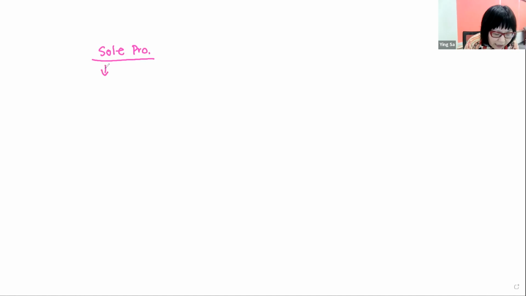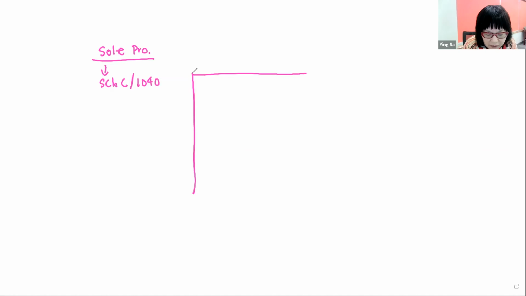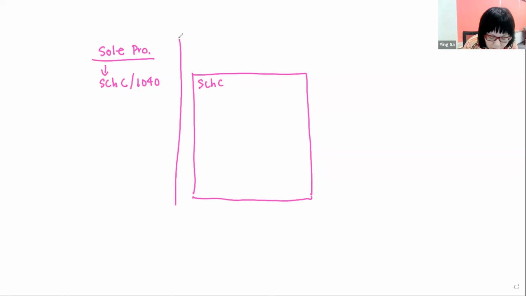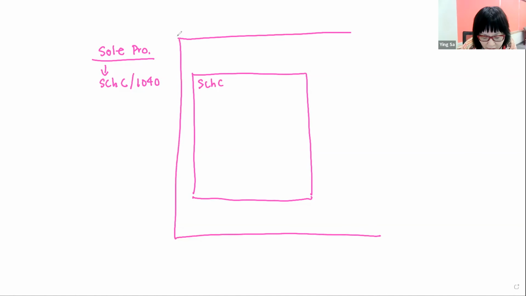What do I do on tax filing? I file Schedule C in my 1040. And what does your Schedule C look like? Your Schedule C is like this. Schedule C, that's of course within your 1040, right? You've got a lot of schedules in 1040, remember?